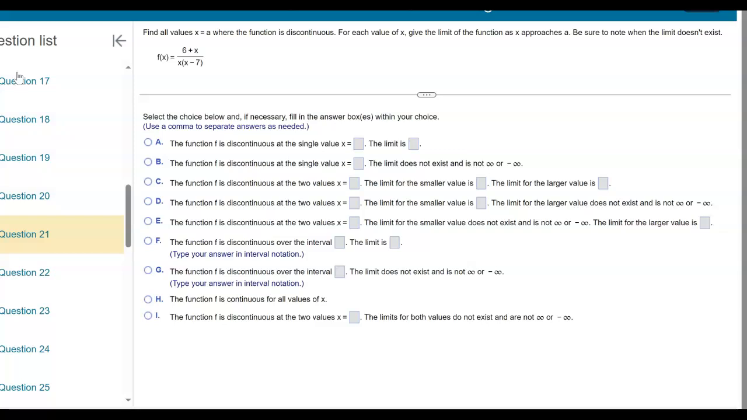Now let's consider the following problem. Here, we are given a function and we are asked to find all values for which this function is discontinuous.